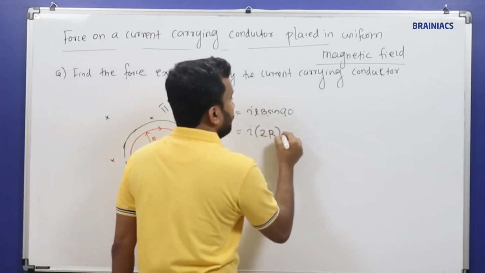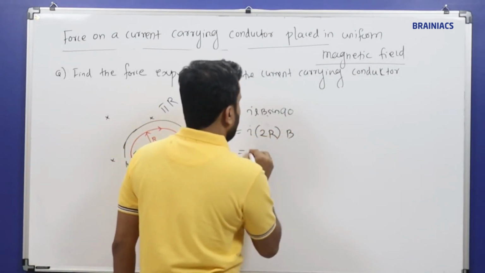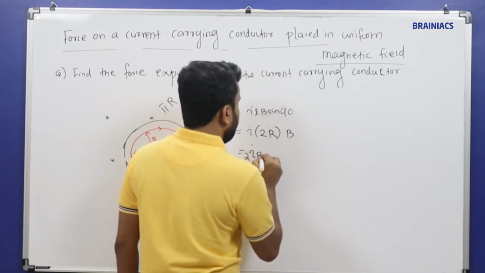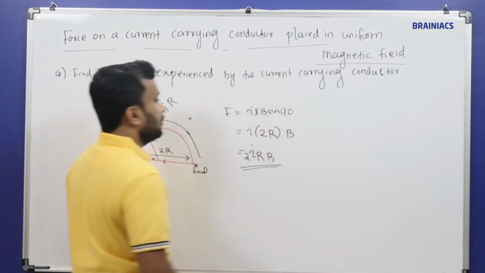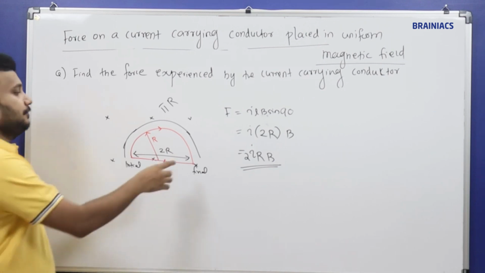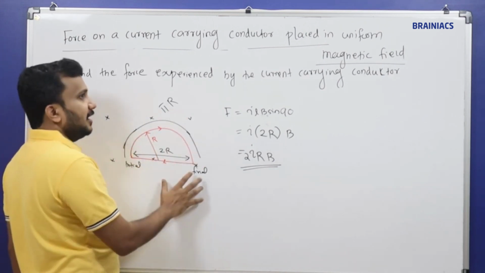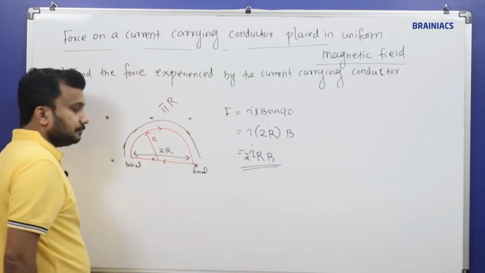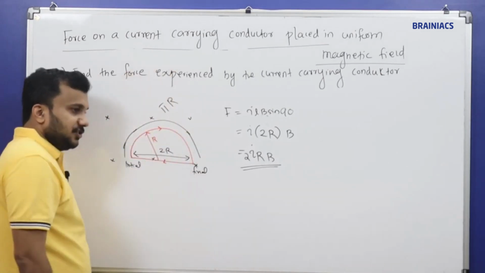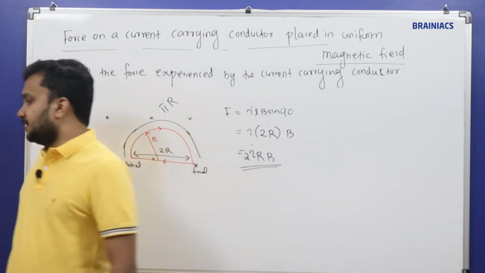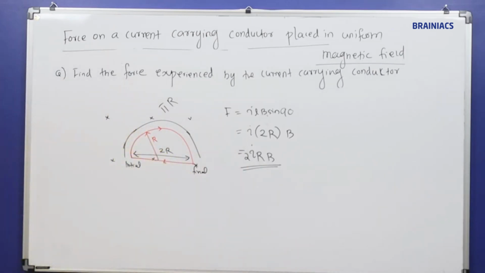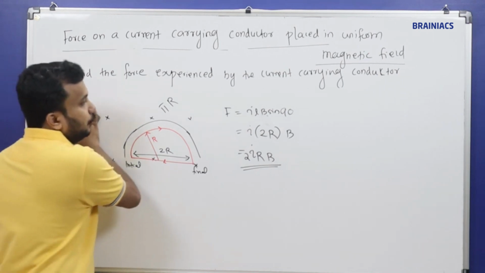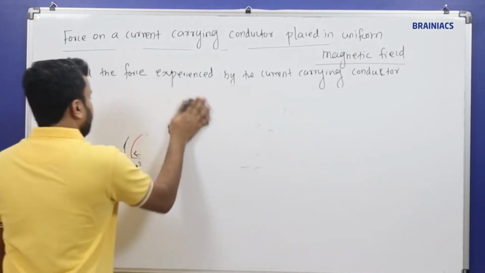What is the value of this one? 2R. So the answer is 2IRB, the right answer for this question. Always you have to take final point minus initial point. This is a current carrying conductor, starting point, final point. If you take a full loop, you have to take the distance between the starting point and final point. So 2IRB is the right answer.